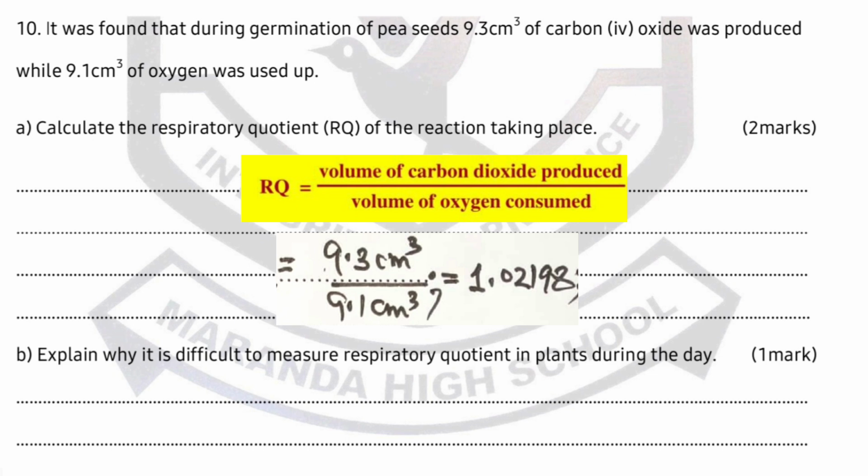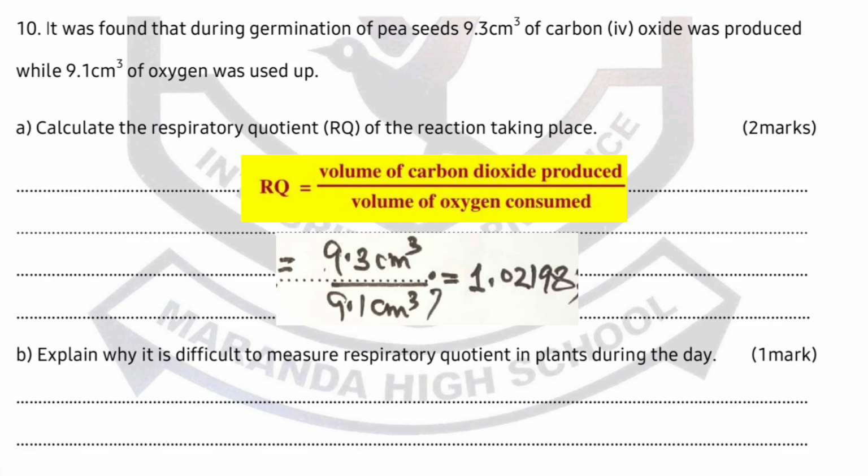Now, I want to say this. Respiratory quotients are important for 2 reasons. Reason number 1 is that they let us know whether a reaction is aerobic or anaerobic. Clearly, this is aerobic respiration, okay? Because oxygen is being used up. Number 2 is that it can be used to determine the type of substrate that is used.